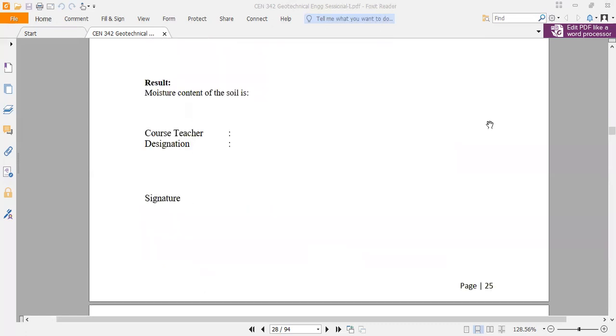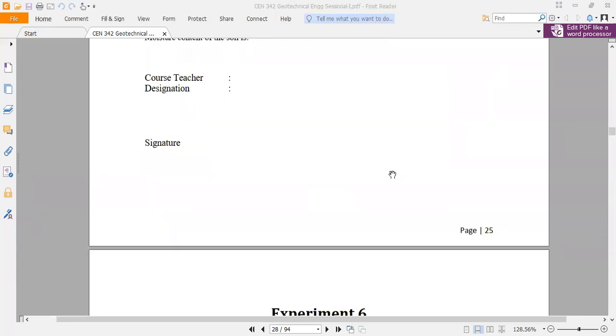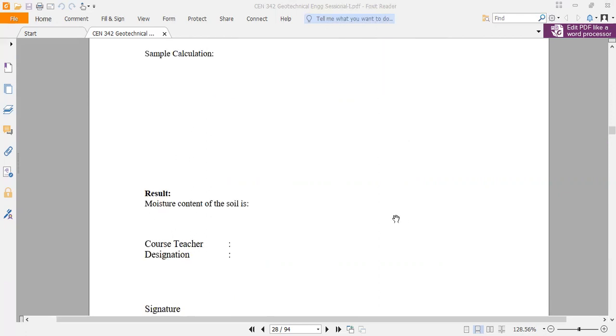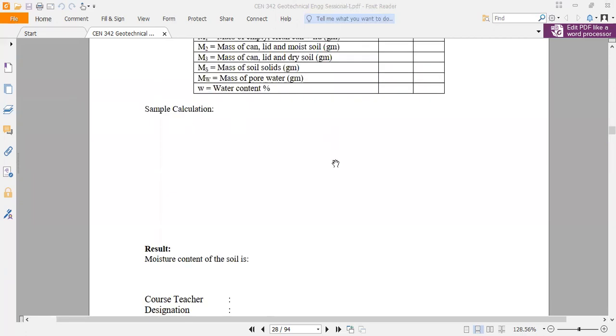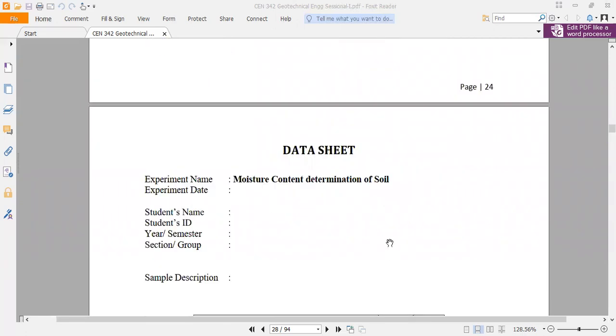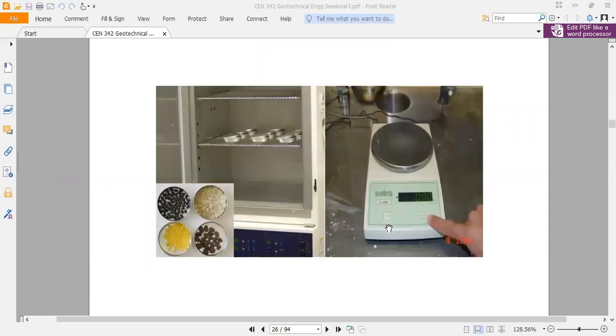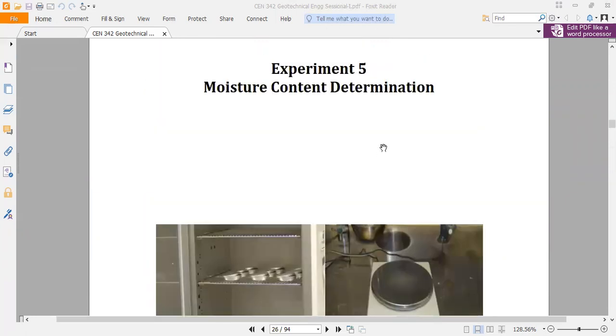It is a very simple calculation, and you have to write a discussion about how much moisture content you got from your lab. Finally, you have to write up the results and also make a sample calculation on the data sheet. So this is about the simple lab test of determining moisture content. You all have to do this and prepare well. Best of luck.